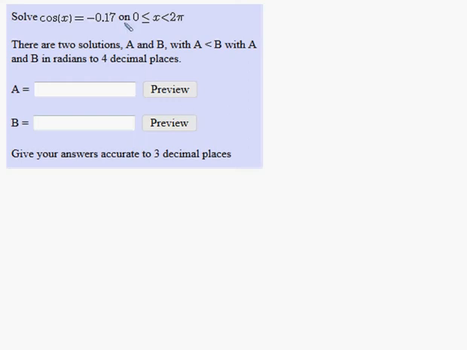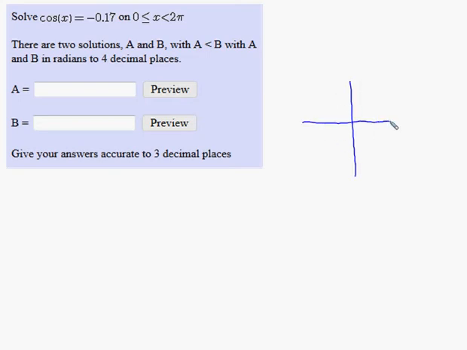Here's the Math AS question that gives me a trigonometric function to solve, cosine of x equals negative 0.17, but it wants more than one answer, and it wants both answers between 0 and 2 pi. So in previous videos I mentioned that there's always two places where cosine is negative and two places where cosine is positive between 0 and 360 degrees.